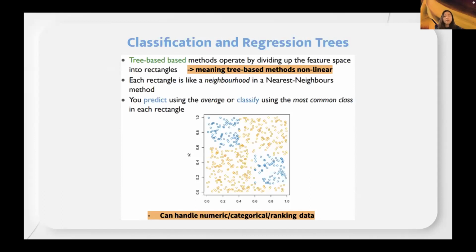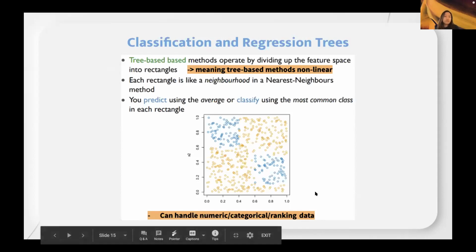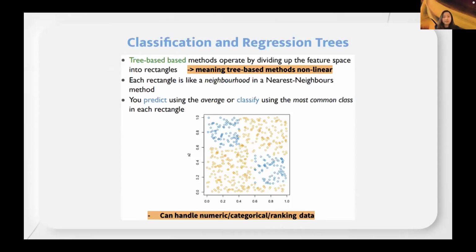The good thing about tree-based methods is that they can handle numeric, categorical, ranking data, and they can also handle a lot of missing data. So it's really great. And the thing that we need to remind ourselves is that decision trees are basically just a series of if-else statements. And we use this to predict data within our data set.